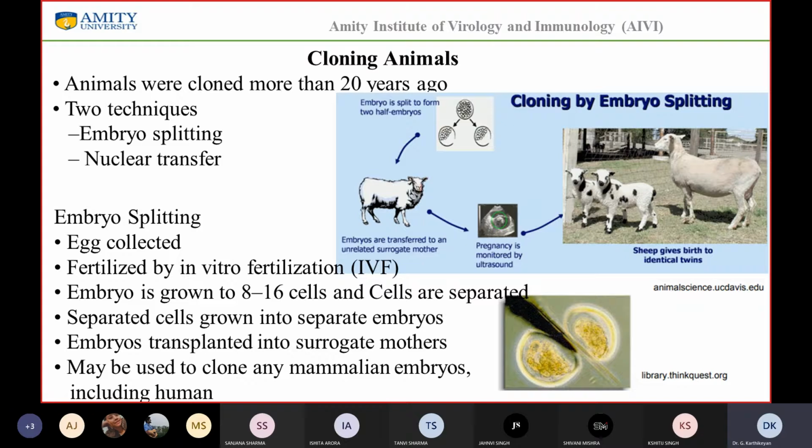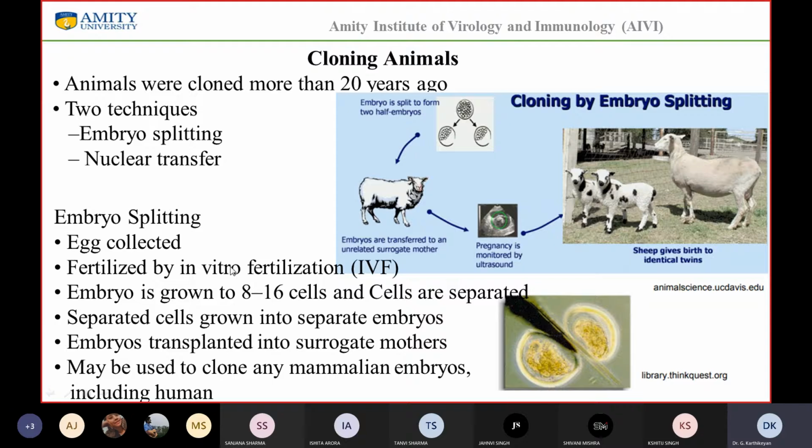Typically, what happens is the embryo is split to form two half embryos, and then the embryos are transferred to a surrogate mother, who is not related to this, and the pregnancy is monitored by ultrasound. Then the surrogate mother gives birth to the babies, so they give rise to identical offspring. In this case, because the embryo split into two, you got identical twins.